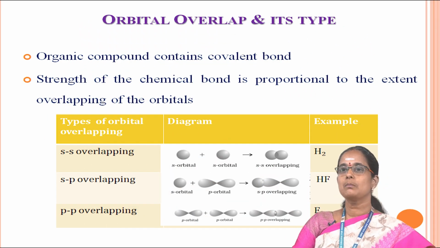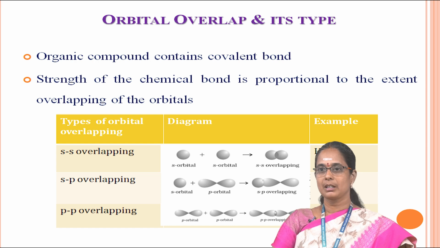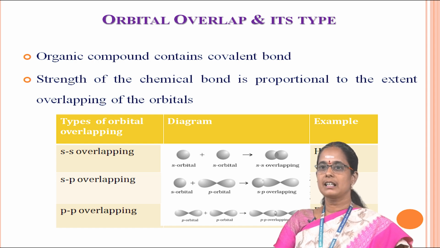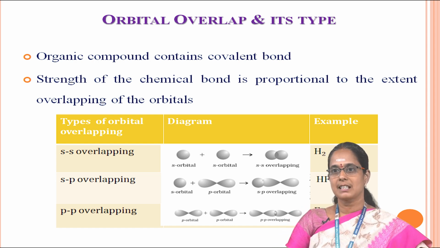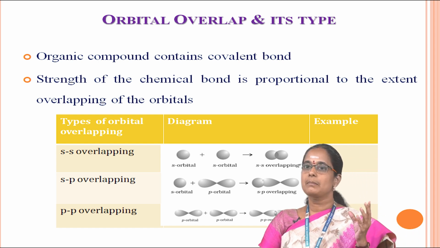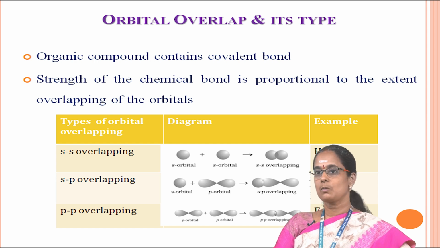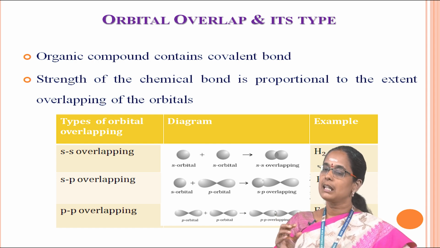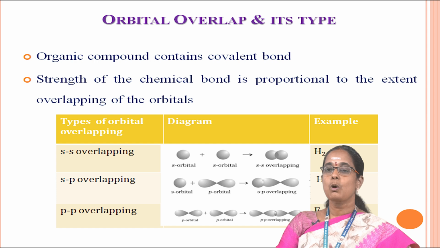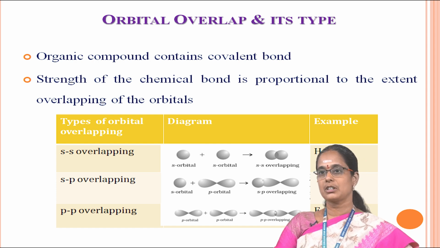Next we move to the molecular orbital theory. Before molecular orbital theory, we need to know some basic concepts. What is meant by orbital overlapping? What are the types of orbital overlapping? What is meant by hybridization? And what are the types of hybridization?